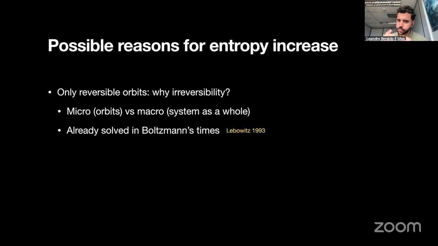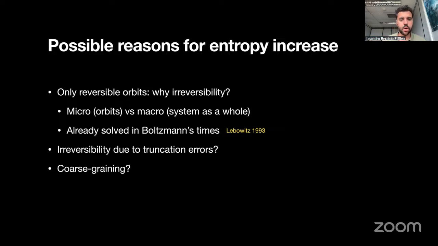Some authors say that this was already well solved even in Boltzmann's time, so there's no reason for confusion about that. Okay, so the other point would be, you see this entropy increase, this irreversibility, because of some truncation errors. Computer calculations are not perfect, so that's the reason. Or the other possible reason would be, you are coarse graining.